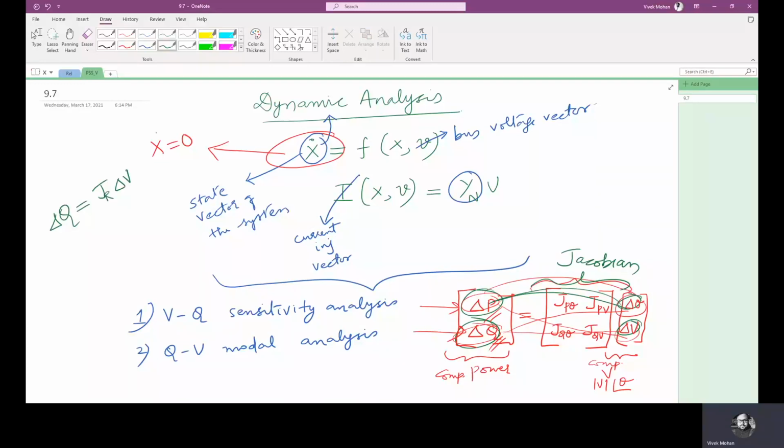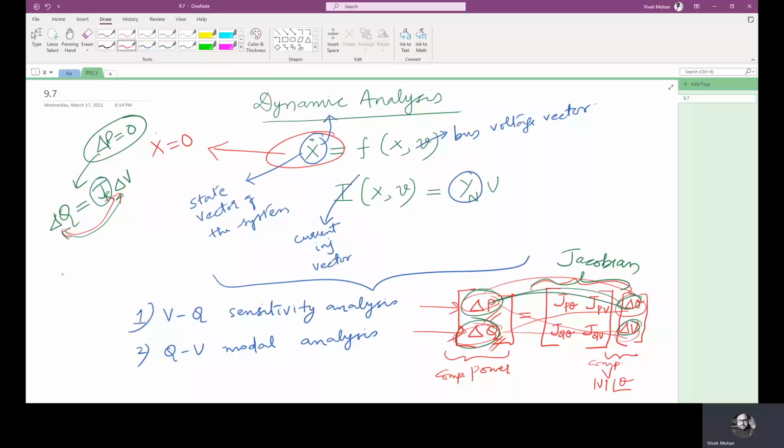What is JR? While analyzing the variation in reactive power, we assume the variation in active power as 0. That is, delta P equals 0 is assumed, and we are analyzing delta Q. So delta Q equals JR into delta V. Here JR means the element inside the Jacobian which is relating Q and V.